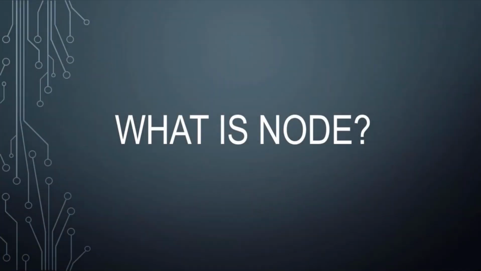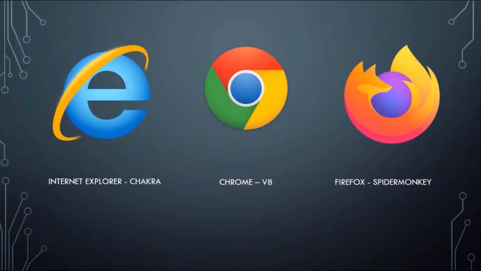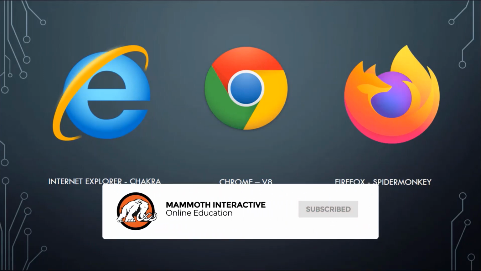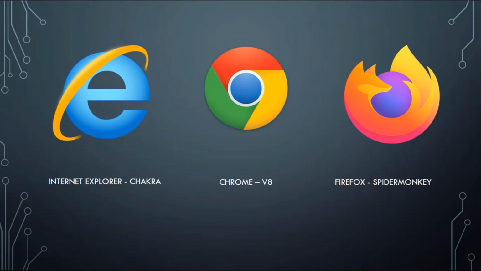Welcome back. In this video, we'll talk about what Node really is. To understand that, we need to understand how JavaScript really runs inside the browser. Inside every browser there's embedded a JavaScript engine, such as the V8 engine in Chrome, the Chakra engine in Internet Explorer, or the SpiderMonkey engine in Firefox. These are responsible for executing the JavaScript code that is handed to them.